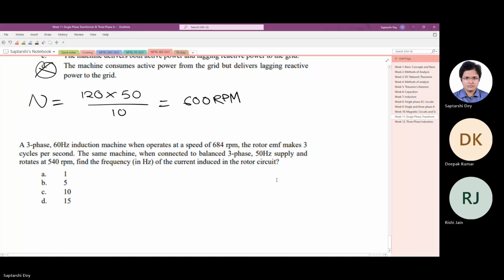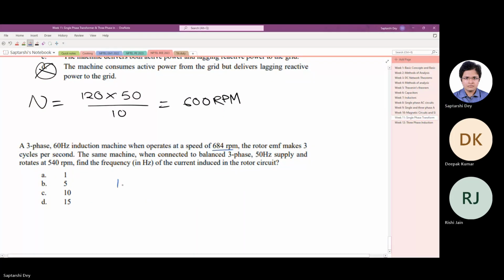Last question. A three-phase 60 Hz induction machine operates at some speed. The number of poles they did not say, so we have to find out the number of poles. We will assume this to be the synchronous speed first.